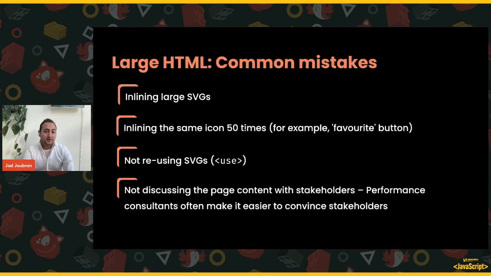So what are the common mistakes? Well, the most common mistake that I've seen is inlining large SVGs. So sometimes you have to inline SVGs, like a logo, maybe an icon if it's above the fold, or maybe you want to use CSS variables with that icon, and you are forced to inline it. You really have to be wary about that. So don't inline anything more than 3 kilobytes. This might change depending on your circumstances.